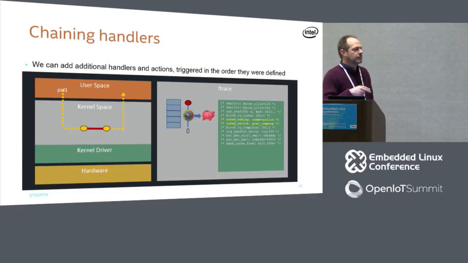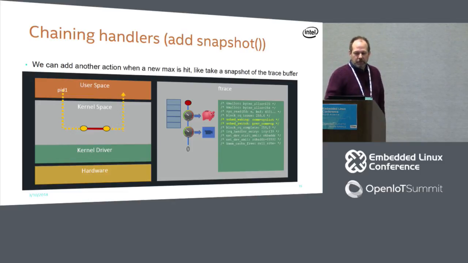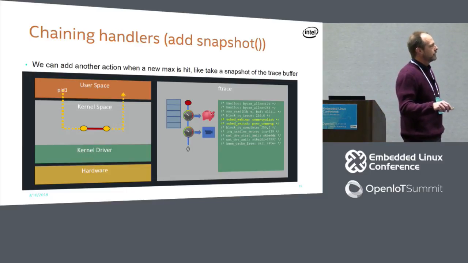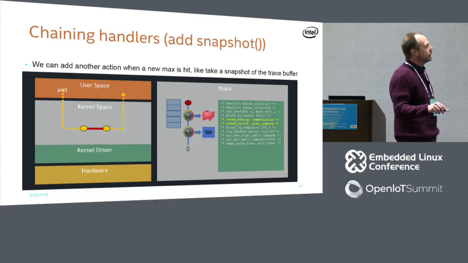You can chain handlers, basically, where we can add in more handlers of the same type on top of it and get even more information. So for example, another thing we could do is use the same handler, add another instance of the same onMax handler whenever we hit the same maximum, and do this action. In this case, this action represents a snapshot.